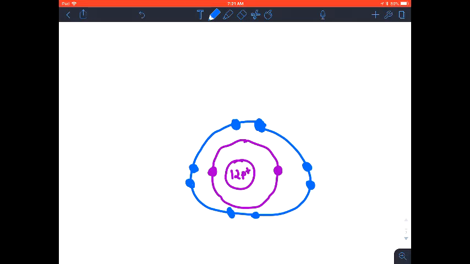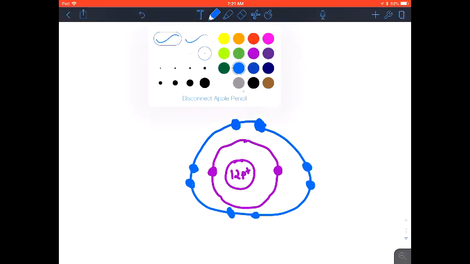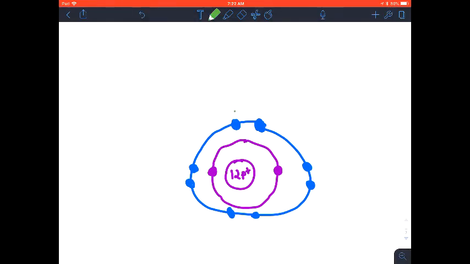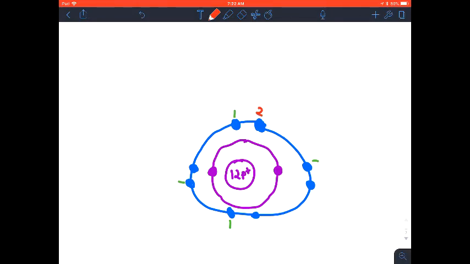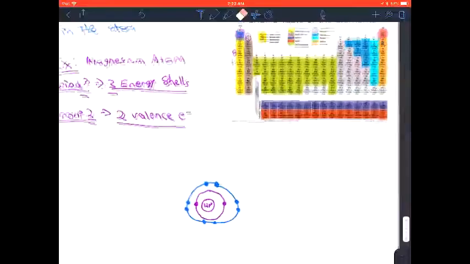Okay, so if you have 8, or I should say if you have 4 or more, they should be paired up. The first 4, you want to draw it northeast, southwest is how I think of it. So you draw your first one here. That'll be the first one. And then once you have more than 4, you'll start to pair it up. Okay. So now we're done with the second energy shell.